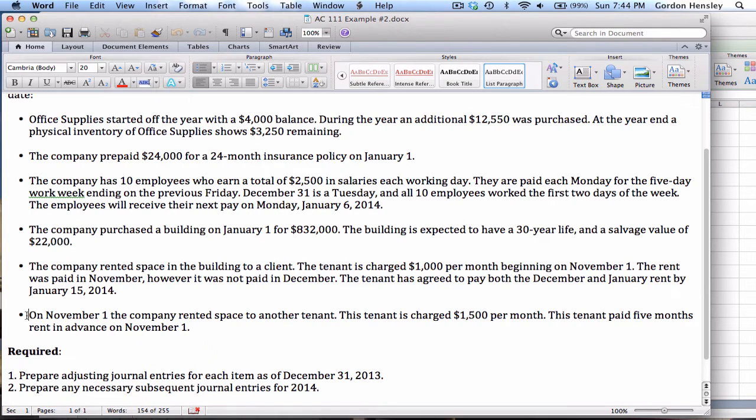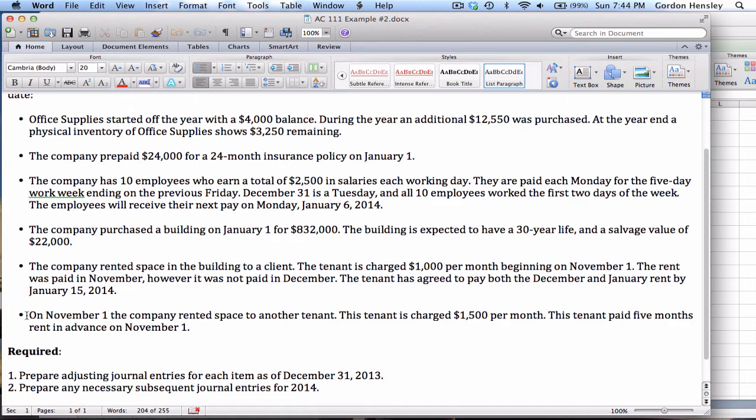And then in this situation, on November 1st, we rented space to another tenant. This one is being charged $1,500 a month. And what did they do? They went ahead and paid for 5 months in advance. So we've got two tenants, and they're almost opposites of each other. We got one tenant who's behind on the rent. We got another tenant who's paying us ahead of time.